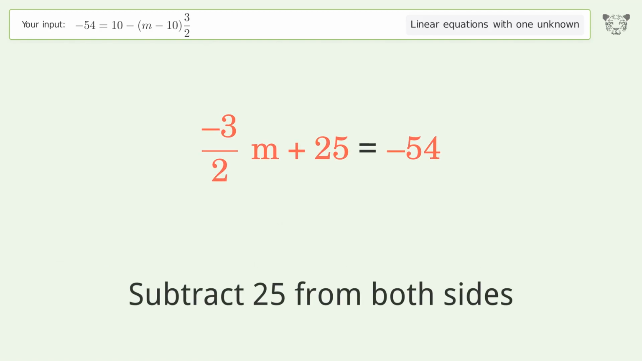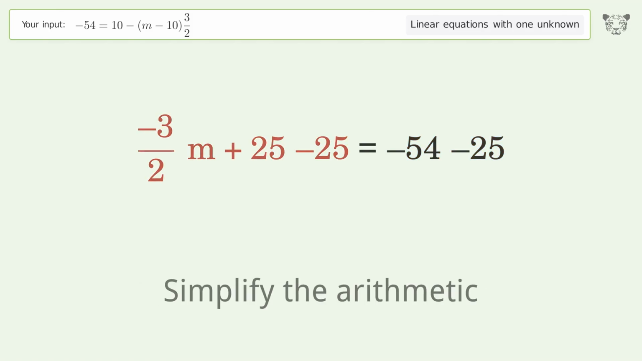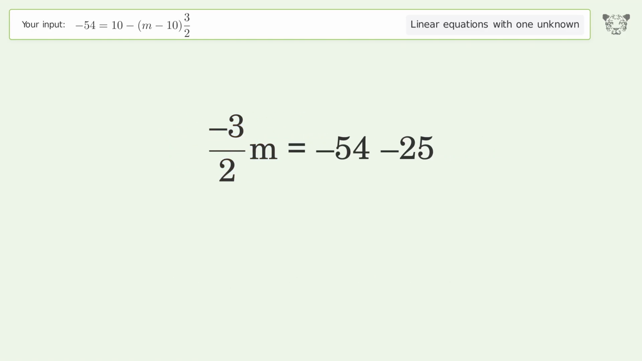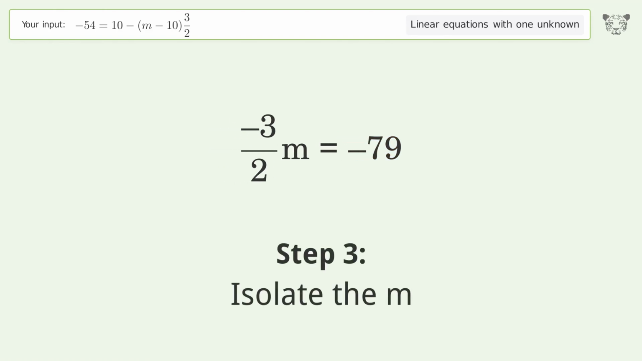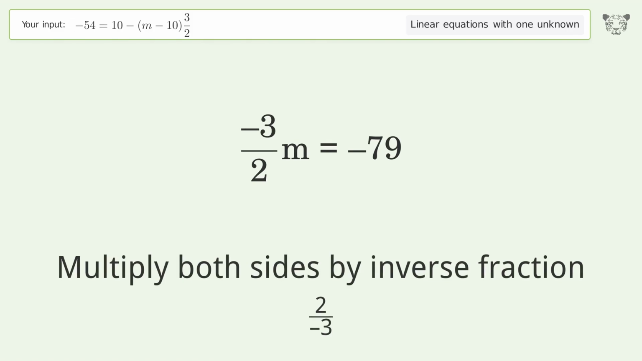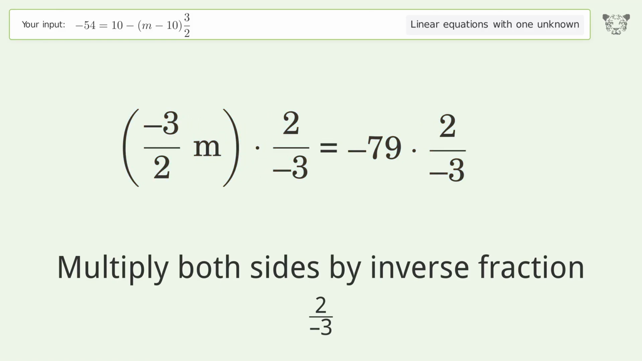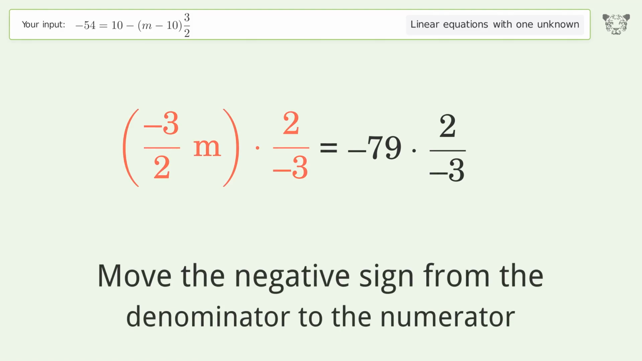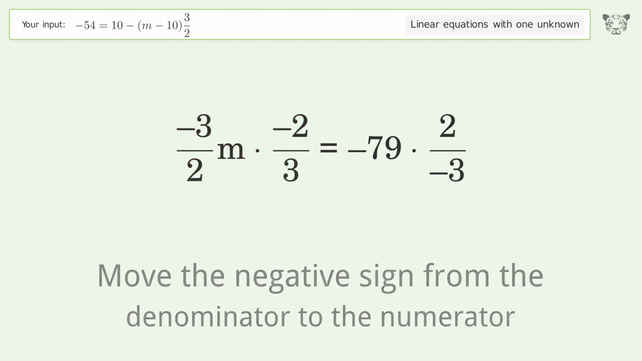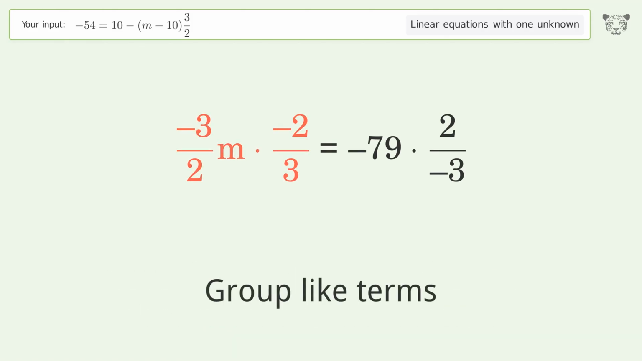Subtract 25 from both sides. Simplify the arithmetic. Isolate the m. Multiply both sides by inverse fraction 2/3. Move the negative sign from the denominator to the numerator. Group like terms.